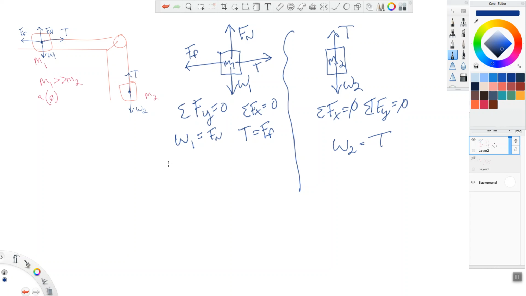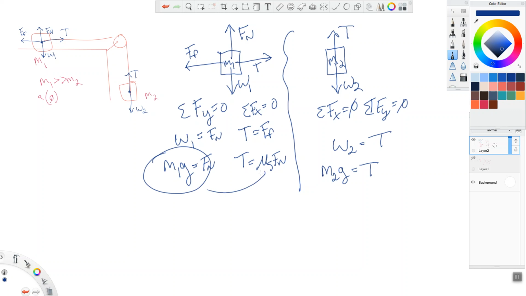Weight 1 would be m1g equals force normal. Tension would equal frictional force. That could be mu sub s, since it's not moving, times force normal. And over here, weight 2 would be m2g equals tension. So what I could do is plug this into this, and then plug this into that. That will give me a system of equations so I can say overall, holistically, what's going on. Let's see what kind of magic we can get into.